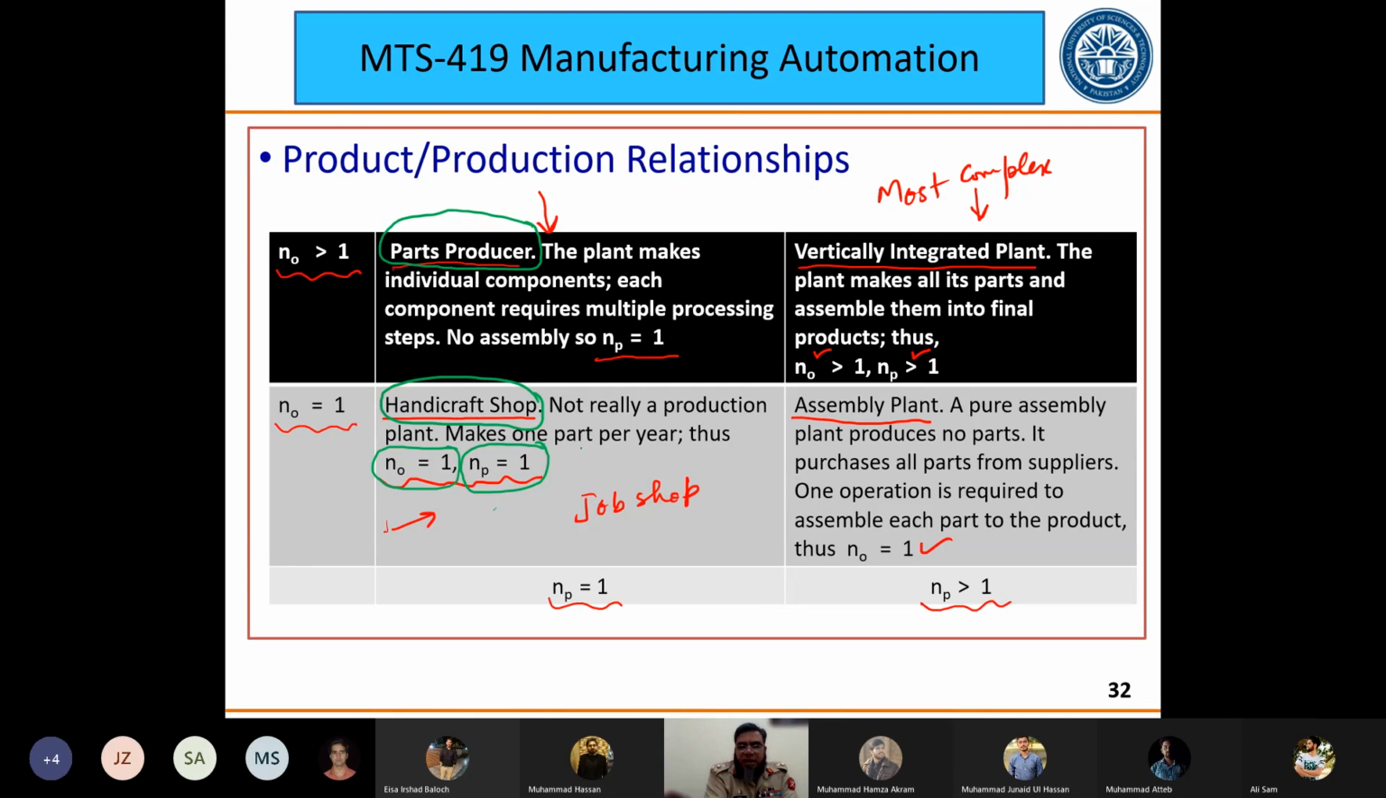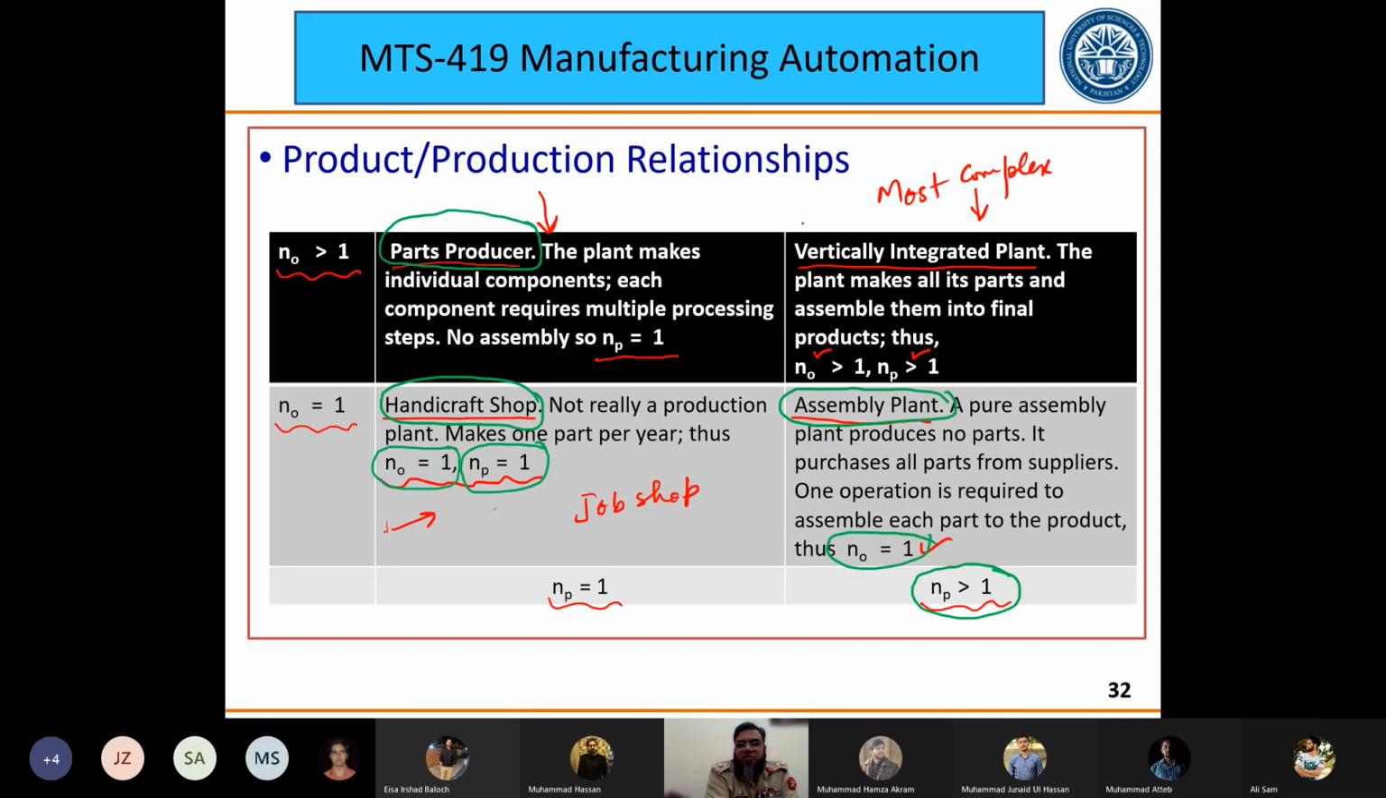एक असेंबली प्लांट है. This is an assembly plant. असेंबली प्लांट में क्या है, one operation is required to assemble each part. So it has more than one parts. It has more than one part, but एक ही operation है जो carry out हो रहा है. So it will have a complexity level.